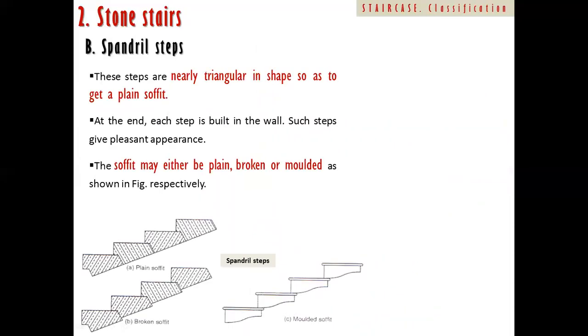Now the spandrel step, these steps are nearly triangular in shape so as to get a plane soffit. So you can see plane soffit. The staircase portion below is called the soffit. Okay. In timber also you can get this soffit so that the entire detailing part should not be visible to you. That is how this portion is called a soffit. Look at this, another level of detail where you can see this broken soffit. So these steps are nearly triangular in shape so as to get a plain soffit.